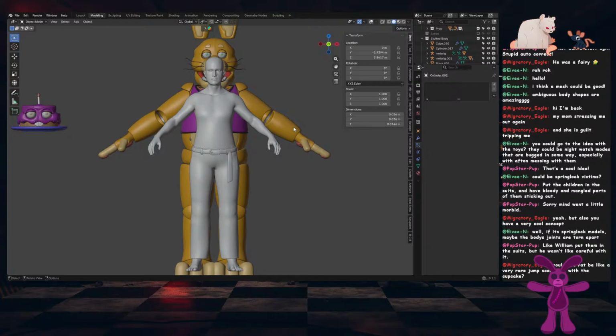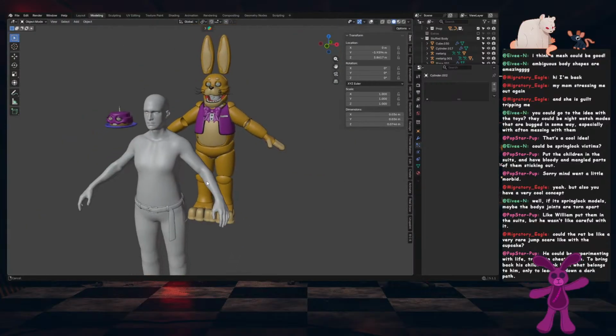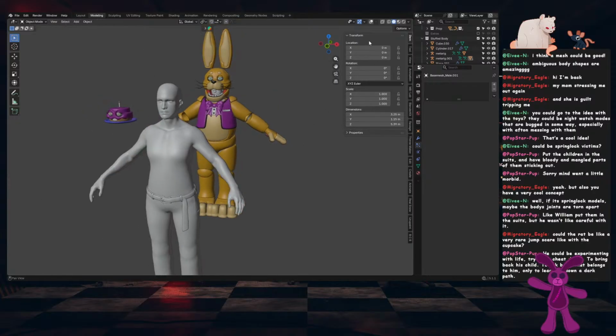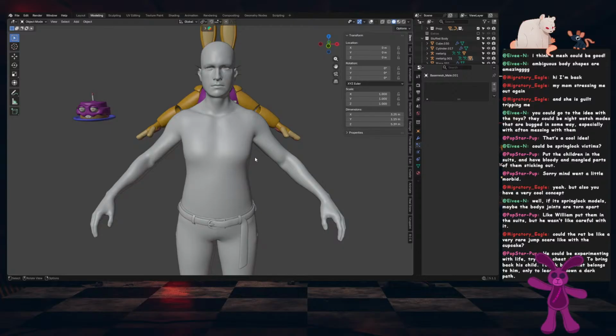And we also have a very cool concept. The Springlock models, maybe the body's joints are torn apart. Yeah, but that's also difficult to do. Ripping apart a model I painstakingly had to rig. My search history is about to be flagged on so many FBI databases just looking up torn limbs. Like William put them in the suits, but he wasn't careful with that.